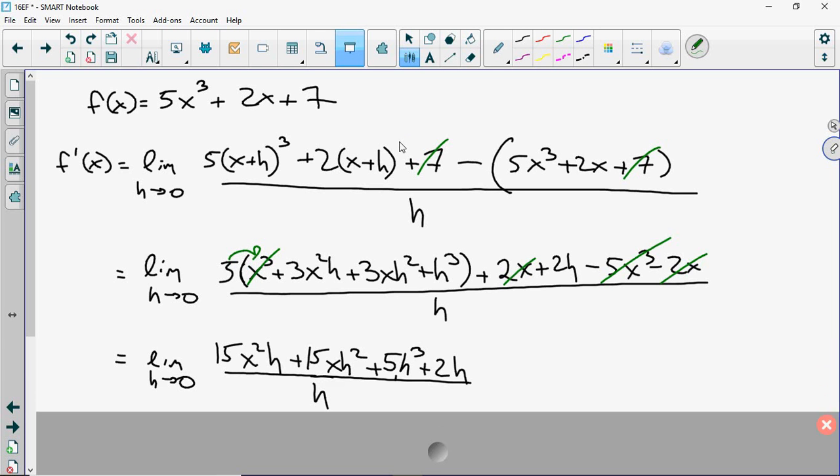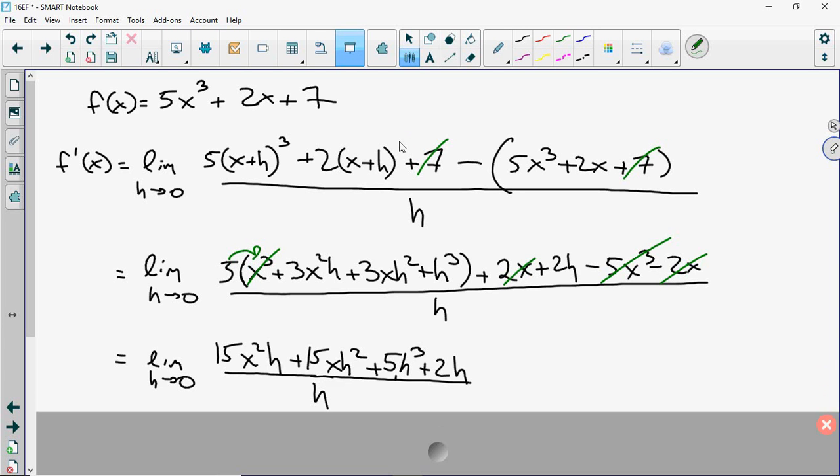So it's good to see that all the terms in the numerator have h's in them. If there was some extra term that did not have an h, then I wouldn't be able to, I'd be dividing by 0 and I'd have a problem. So this is a good thing to look out for.